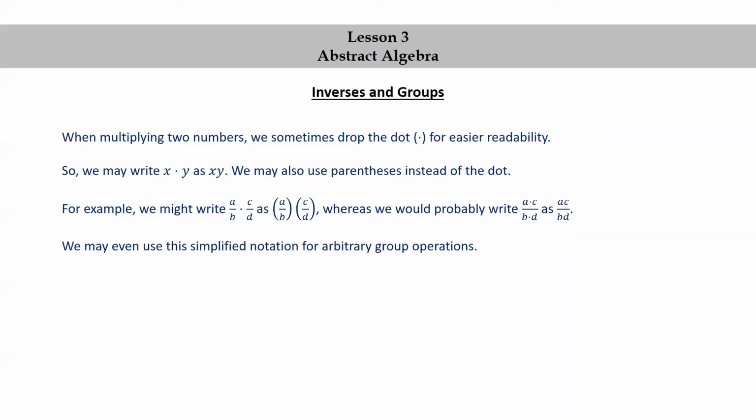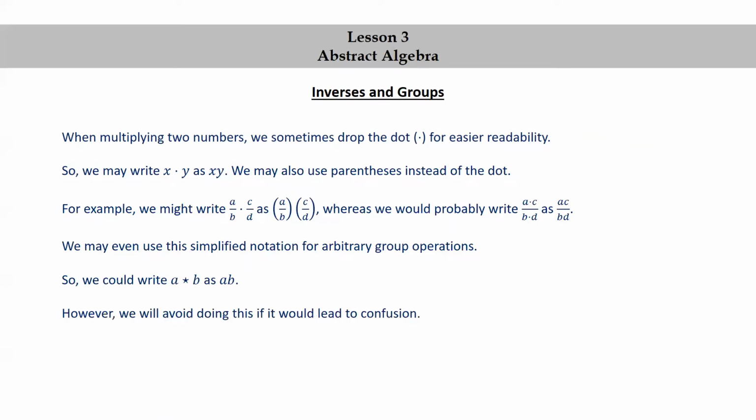We may even use this simplified notation for arbitrary group operations. So we could write A star B as AB. However, we will avoid doing this if it would lead to confusion. For example, we will not write A plus B as AB. That would just be confusing.